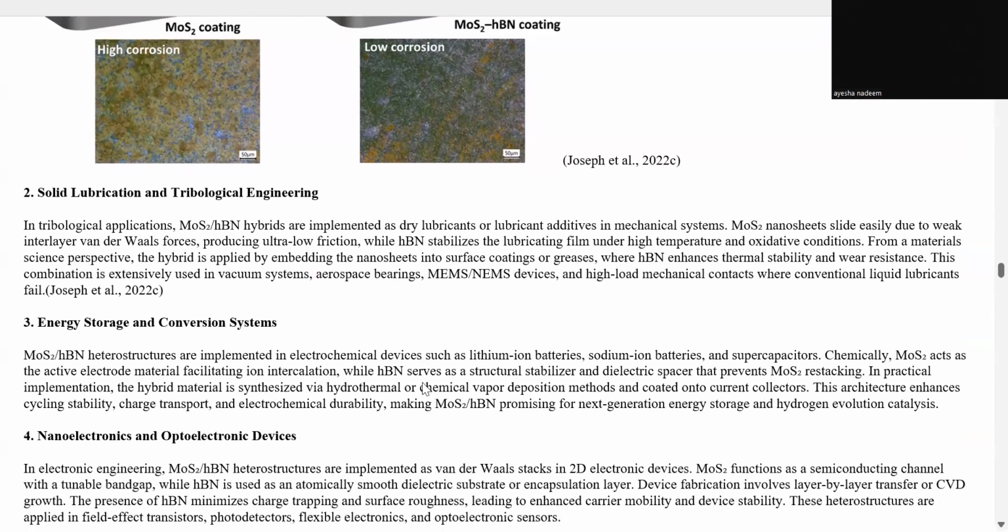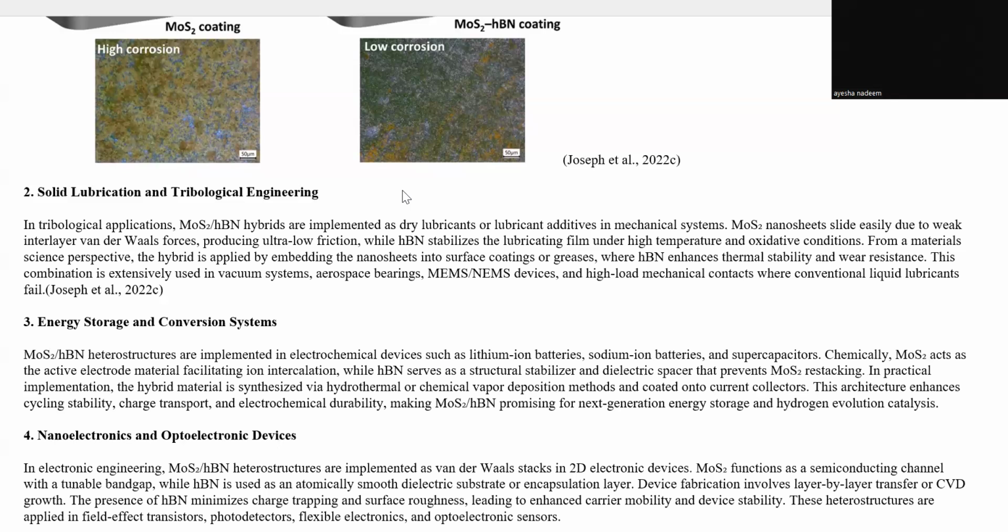The second is the solid lubrication and tribological engineering. In tribological engineering applications, molybdenum disulfide and hexagonal boron nitride hybrids are implemented as dry lubricants or lubricant additives. In mechanical systems, MoS2 nanosheets slide easily due to weak interlayer van der Waals forces, providing ultra-low friction, while hBN stabilizes the lubricating film under high temperature and oxidative conditions.